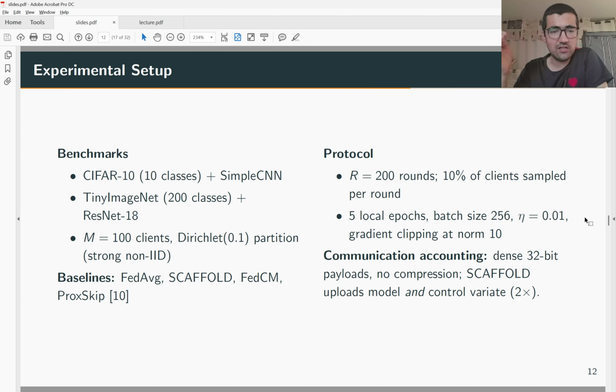In both cases, we partition the data over 100 clients with a Dirichlet concentration of 0.1, which is the strongly skewed distribution I showed you earlier. We run 200 communication rounds, sampling 10% of clients per round. Each selected client does 5 local epochs with batch size 256, learning rate 0.01, and gradient clipping at norm threshold.